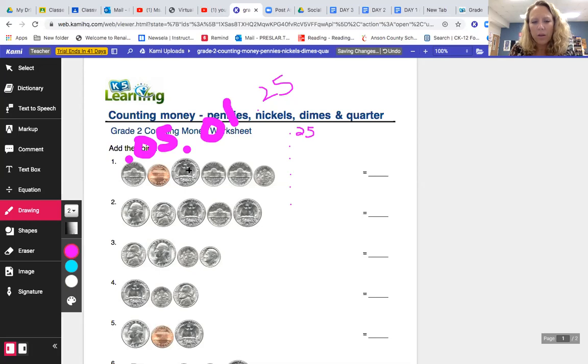I like starting with my largest coin. I write it down, I can mark it out. Now I said the largest in amount, not size. Yeah, because that always throws people off. The next largest is the nickel, but it's actually worth less than the dime.